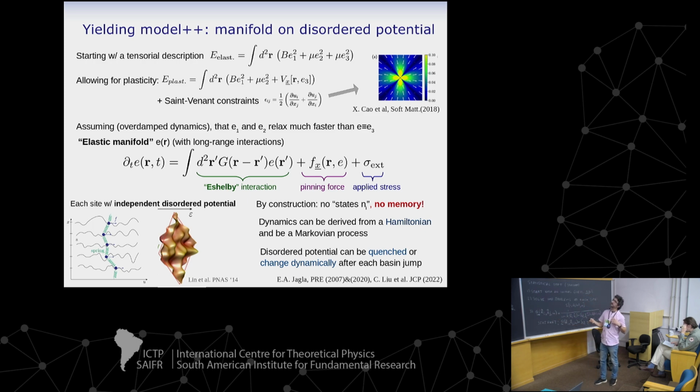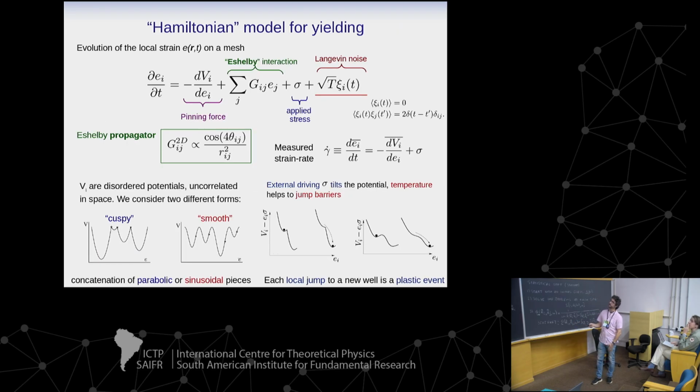Okay, but there is this, which is done here, also by Alberto Rosa and others. You start from a tensorial description, and you show that, in a given approximation, E1 and E2 are much lower than E3, et cetera. You recover this equation of motion for the yielding problem.